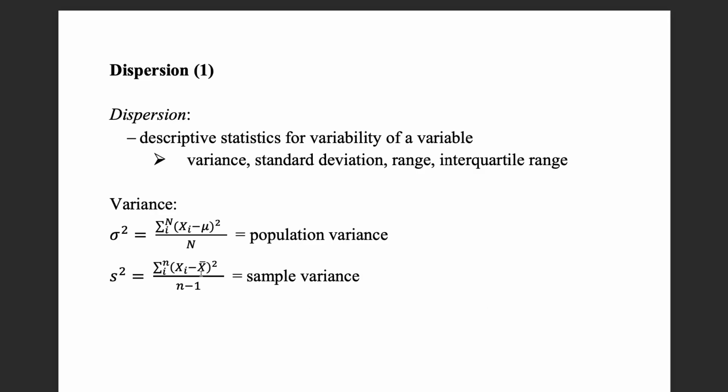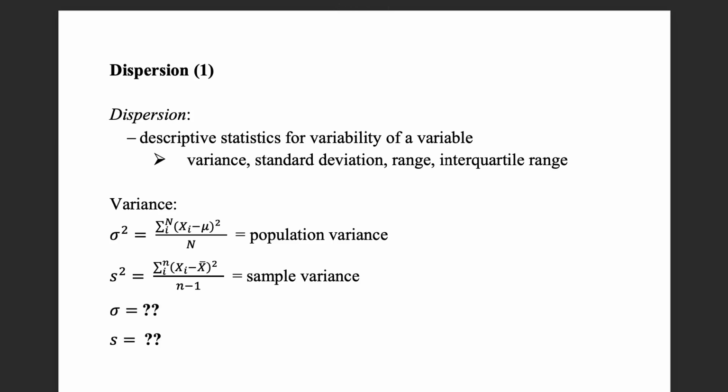Of course, with large samples, it really won't make much of a difference, right? If you have 1 million observations, whether you divide by 1 million or 999,999, it's not going to make a huge difference. Yeah, so only in small samples is this a degrees of freedom correction that is really important to take into account.